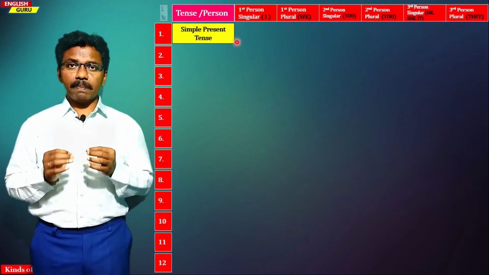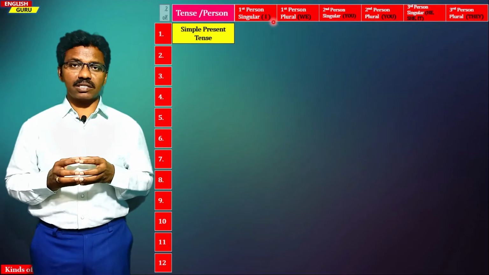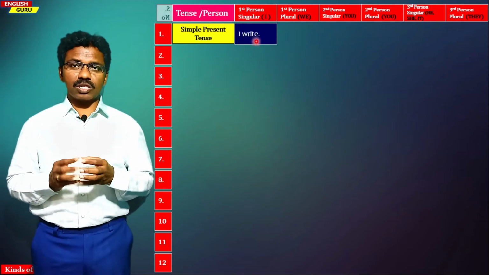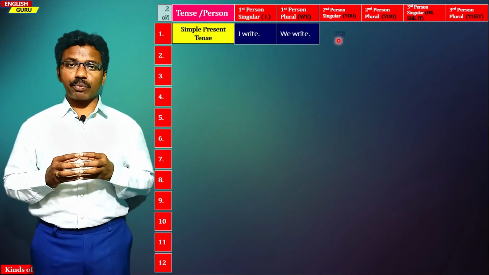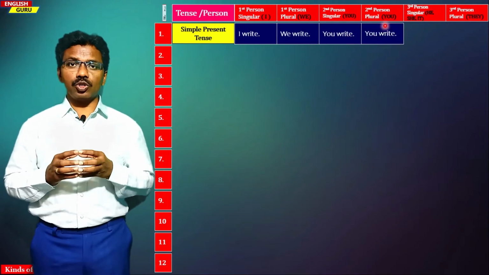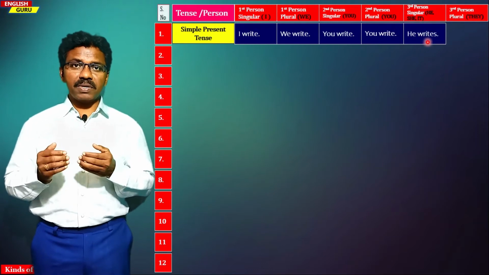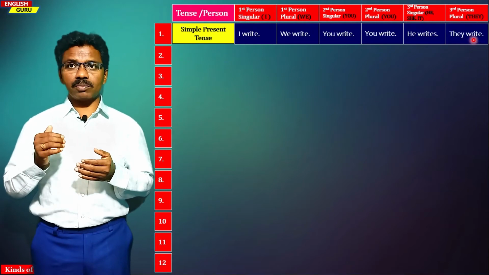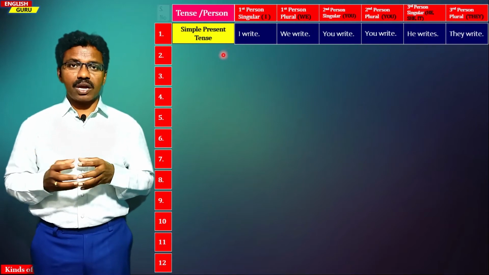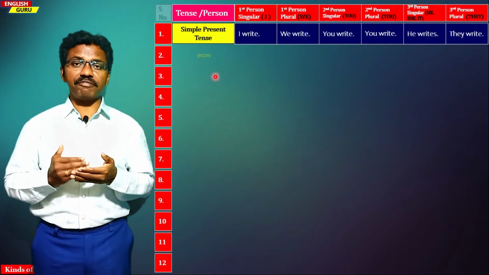The first one is simple present tense, and if you take the first person singular, the subject is I, so the sentence structure will be I write, and plural we write, second person singular you write, second person plural you write, third person singular he writes, she writes, and third person plural they write. And this is how all the tenses will have their structures in different manners.